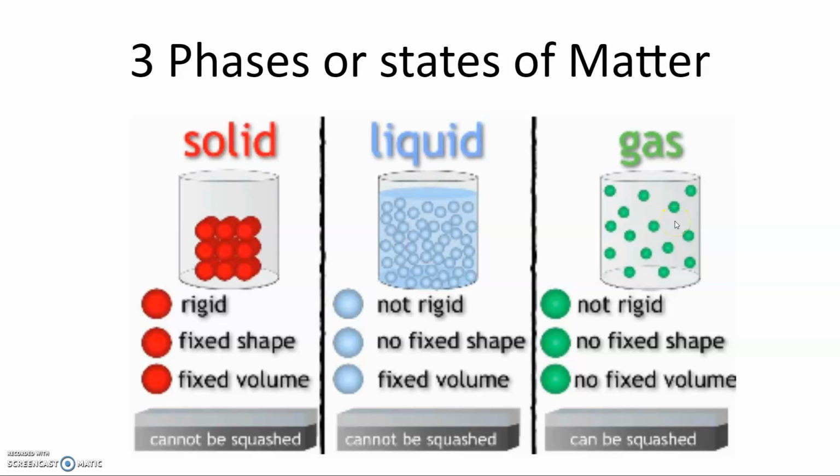And finally, we have gases. Gases are not rigid. The particles are very far apart and they move very quickly in all directions, and they occupy the entire container. So gases do not have a fixed shape, nor do they have a fixed volume.